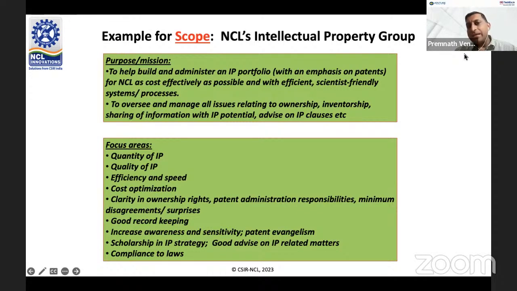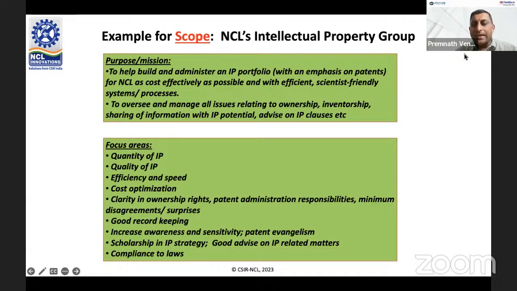To oversee and manage, the second purpose here, to oversee and manage all issues relating to ownership, inventorship, sharing of information with IP potential, right? And advise on IP clauses. Now, this is an area where many offices forget to do enough, which is especially making sure that ownership issues are sorted out very well. And this is an extremely important role, which is underemphasized in many patent cells or intellectual property groups in different institutions.